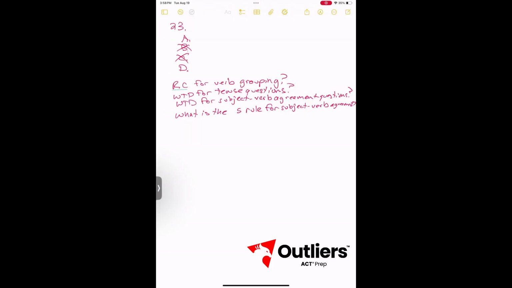So the subject is going to be Coleman's documentary style shots, which is plural, which therefore we want to choose the verb without an S, which is answer A, and we can eliminate D because it has the S, which goes with singular subjects, and we have a plural subject.